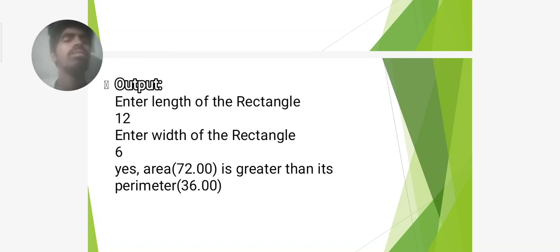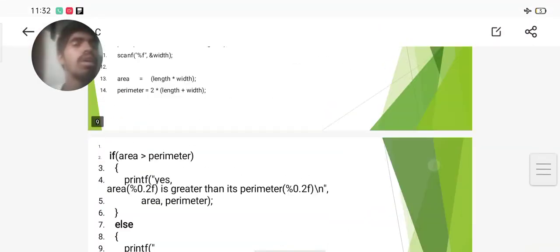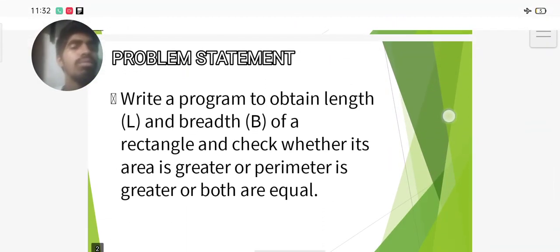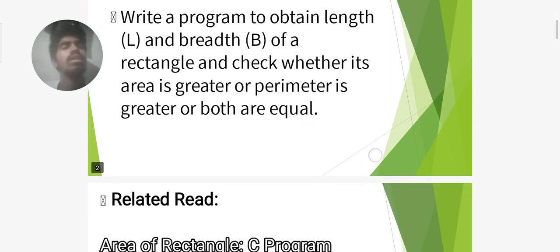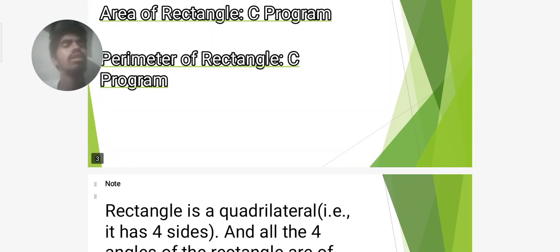Another example I have given here is to find the area of the rectangle and the perimeter of the rectangle, and check whether the given condition is true or not. One time I have to read the program statement, because we have to understand clearly. Write a program to obtain the length and breadth of a rectangle. Check whether its area is greater or its perimeter is greater or both are equal. So we are checking the area of a rectangle and the perimeter of a rectangle, whether the area is greater, the perimeter is greater, or both are equal.